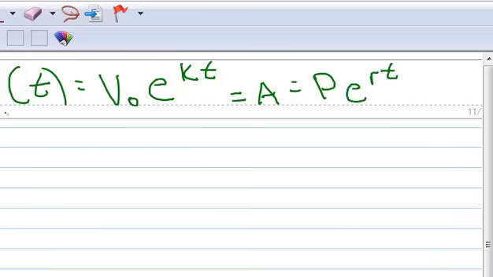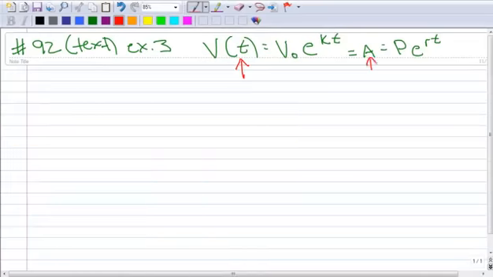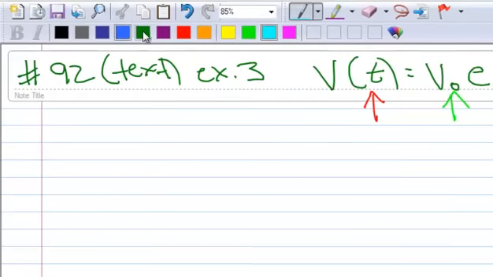Okay, so V sub t is the voltage that you have after time. That's the same thing as A. A is what you have over time. V sub 0 is your starting voltage. That's the same thing as P, your starting amount. Of course, E is the same thing. T is the same thing. And they've got K here as their rate, and we are using R. So these formulas are equivalent, so we're just going to go ahead and use PERT.